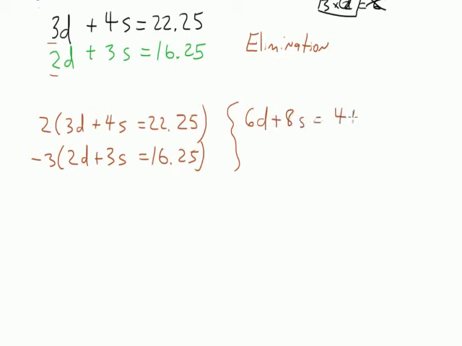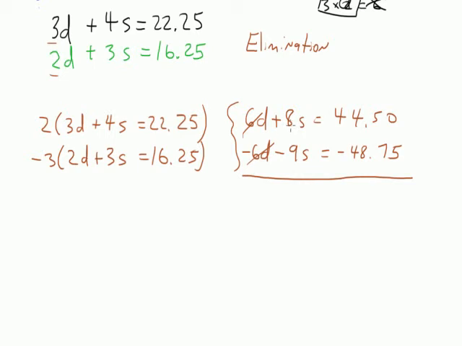be 4450. The second equation will be a negative 6D minus 9S equals negative 4875. And what you should notice here is that my next step in elimination will be to add together these 2 equations.